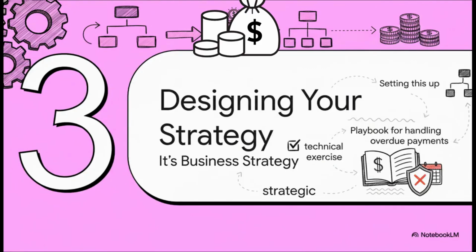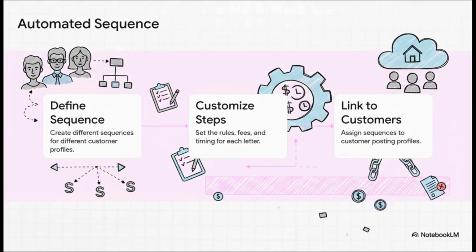Okay, now we get to the really cool part. And I want you to think of this less as a technical setup and more as a strategy session. This is where you get to design your company's playbook for how you handle overdue invoices. It's about being proactive, not reactive. And building that strategy really just comes down to 3 main steps. First, you define your sequence. How many letters, in what order. You can even have different sequences for, say, your VIP customers versus everyone else. Step 2, you customize the rules for each of those letters. And then step 3, you just assign that sequence to the right customer groups. See, super straightforward.